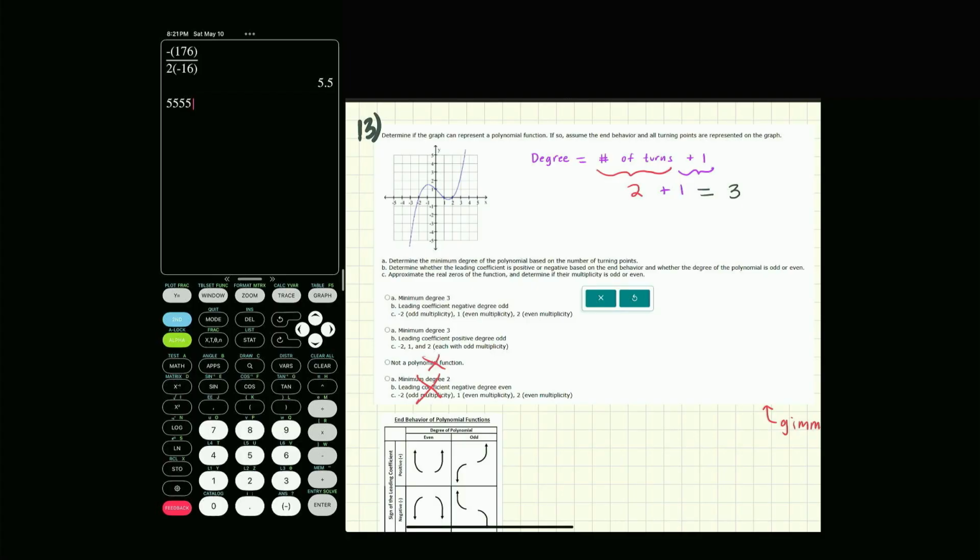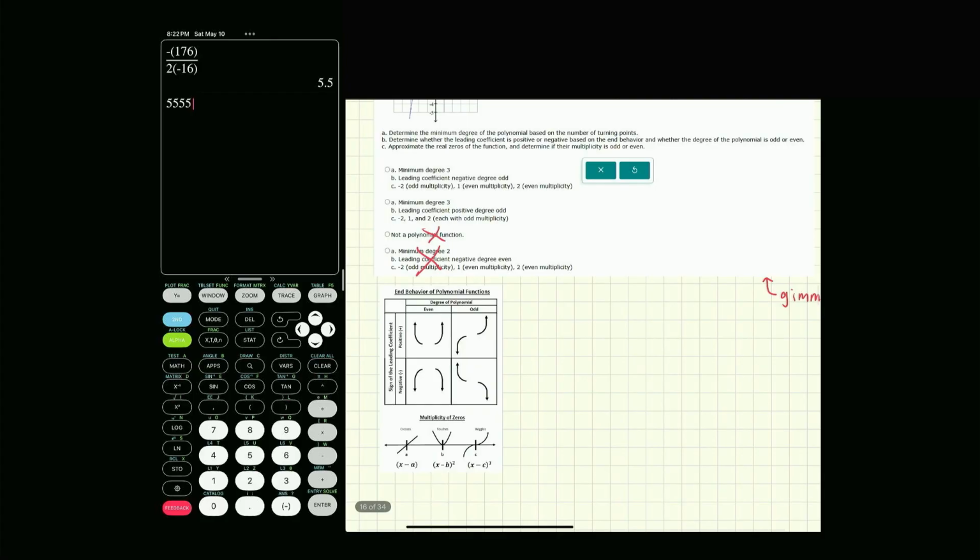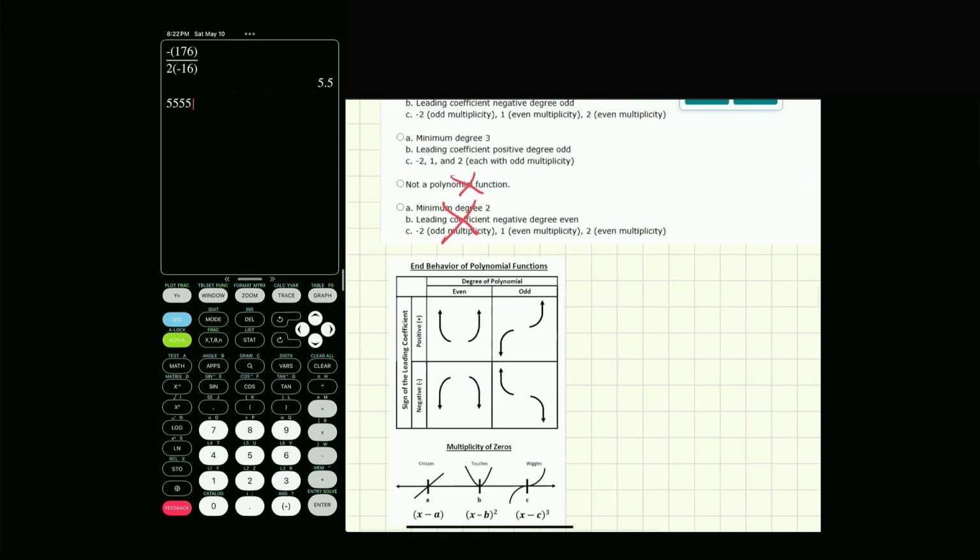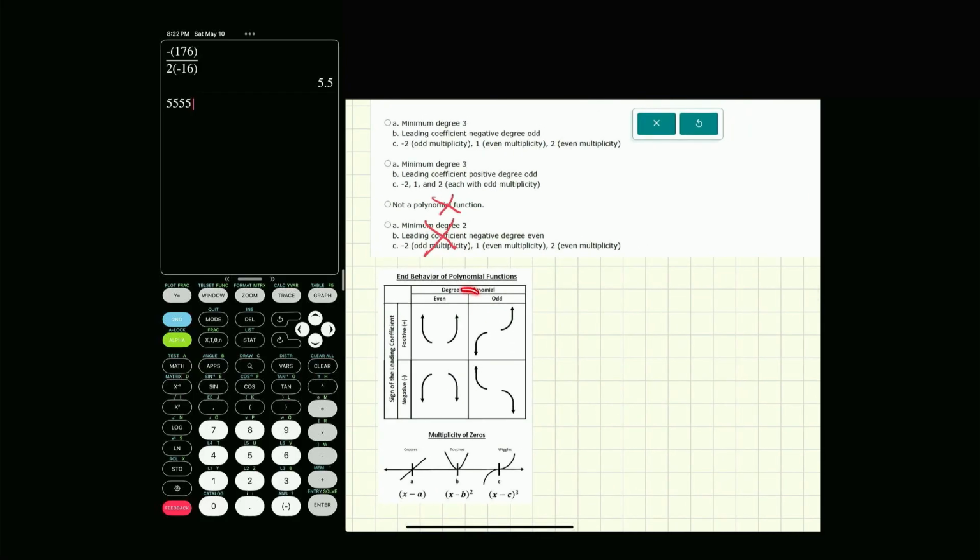So how do we figure out the rest of it? Or which one is the right answer? Well, let's look at our graph. Look at the shape of our graph, and particularly the ends of our graph, right? The left end is going down and the right end is going up. And you may recall from your notes, I put this handy cheat sheet here, right? We've got a bunch of shapes of graphs here, and it tells us whether the degree is even or odd, negative or positive leading coefficient.